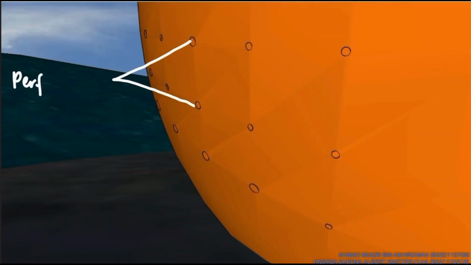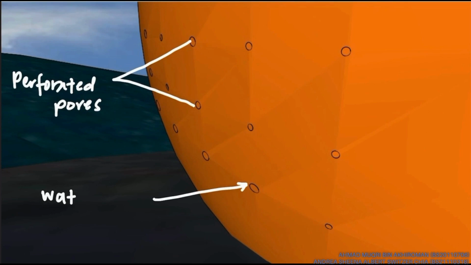From the surface of the floaters, a number of perforated pores can be seen. The function of these perforated pores is to assist in the movement of oil and water into the floaters.